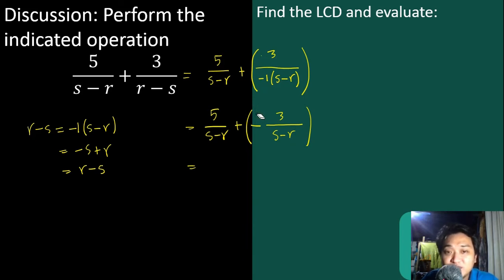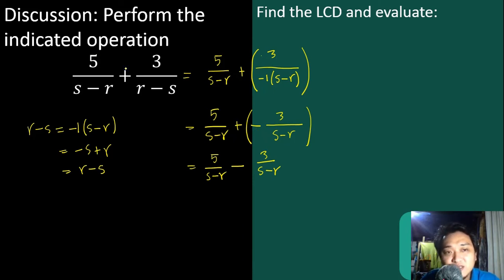Para yung operation dyan, hindi doble, isa lang. So, positive times negative. Positive times negative is negative. So, ang mangyayari dyan, 5 over s minus r. Since positive times negative is negative, therefore, ang mangyayari dito, it will become negative. Negative na siya, no? Yan. Magiging negative siya. And then, let us copy 3 over s minus r.